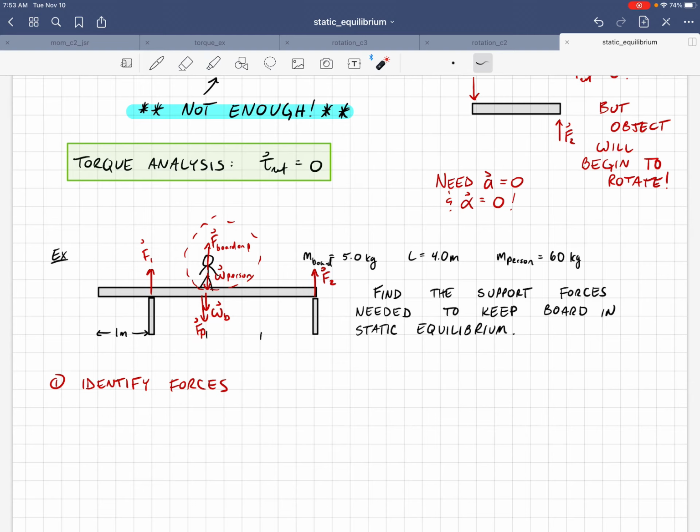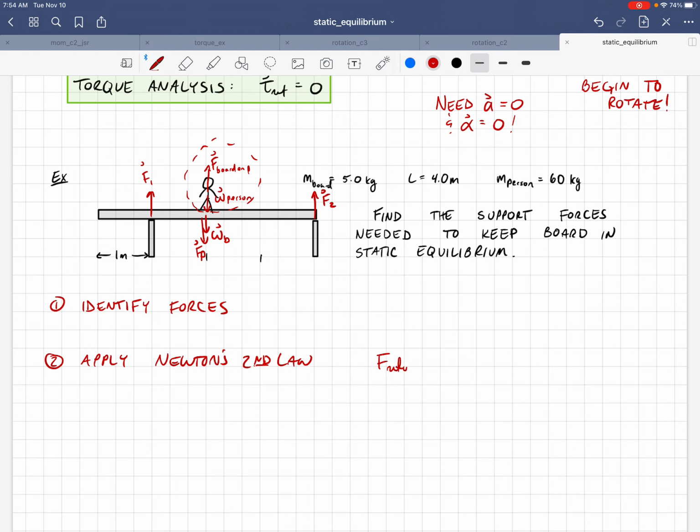All right, so I've identified my forces. I've got 1, 2, 3, 4 forces acting on my board. And the first step, why not just apply Newton's second law? This is actually the same second step that you would do with just force analysis. Let's see what happens. If I apply Newton's second law, that means the net force in the y direction, right, there are no x forces.